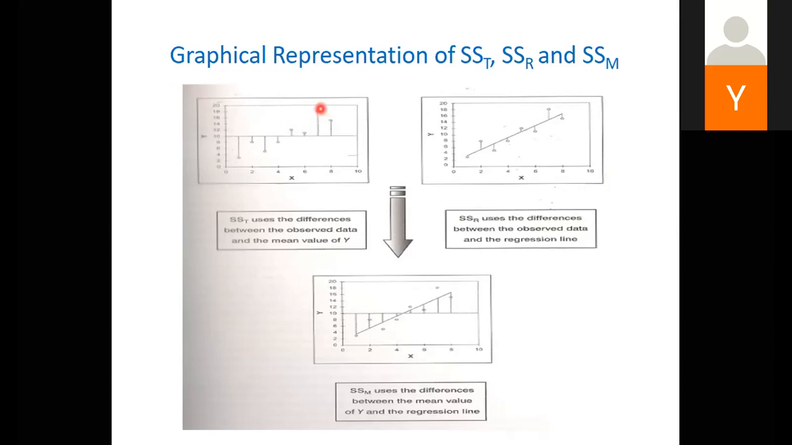But each value is so far from the mean averagely. Some are close, but if you look averagely. So the total variability that is to be explained is what is presented by the mean. How do you do that? If you remove the mean from each value and square it, it gives you the total sum of squares. That is why SST uses the difference between the observed data and the mean value of Y.